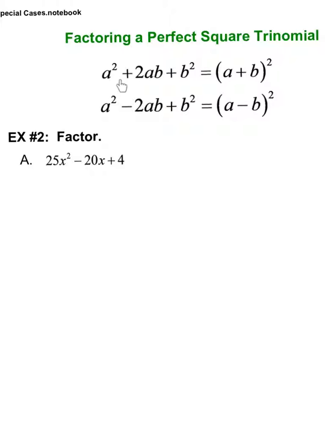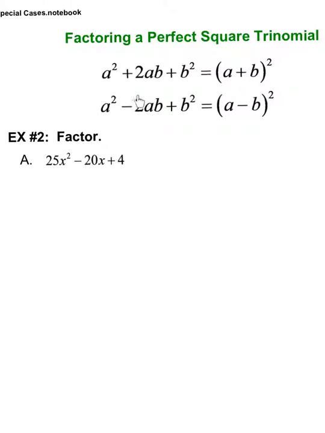So notice that if you look at the trinomial, you're going to get something that looks like this. You'll notice first off that the bookends are perfect squares. So notice that 25x squared is a perfect square, and 4 is a perfect square, meaning I can take their square roots and get a nice pretty number. And that's on both of these, whether we have pluses or minuses.